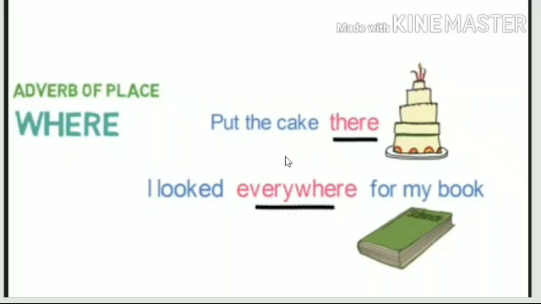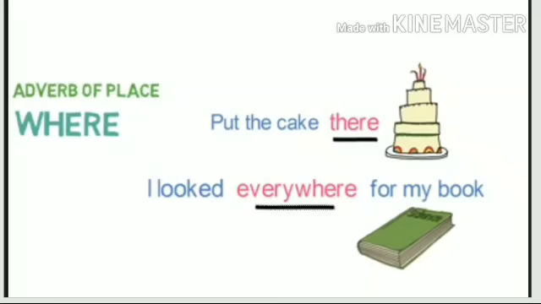Next, I looked everywhere for my book. I looked for my book, but where did I look? I looked everywhere in the room. Here the word everywhere is an adverb, as I am telling the location where I looked for the book. These are called adverbs of place. Alright, now let's look into the next way in which we describe action.